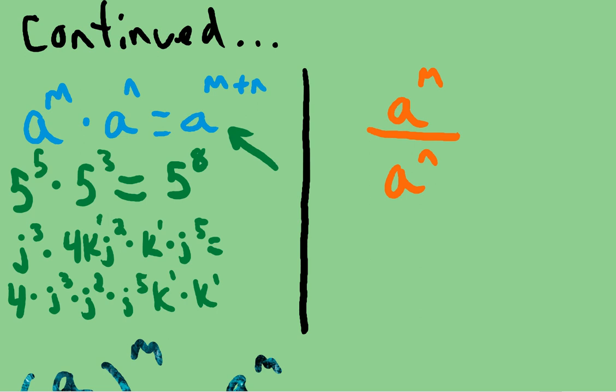Your final answer here would be 4 times j to the 3rd times j squared times j to the 5th. The base is the same. You're multiplying, so you add all those exponents together. You get j to the 10th and then k to the 2nd. That would be your final answer: 4 j to the 10th k squared.